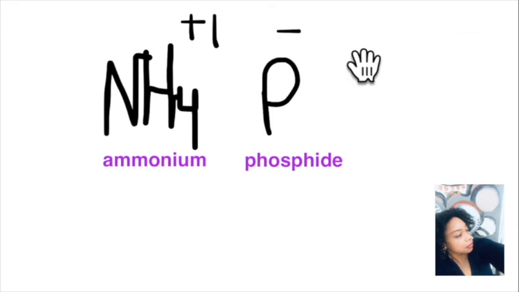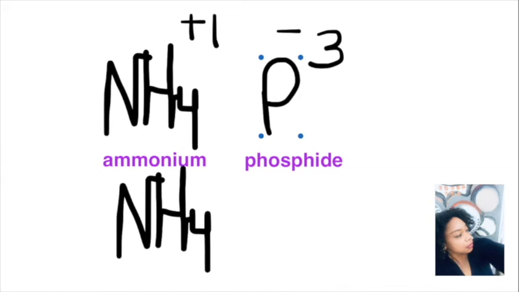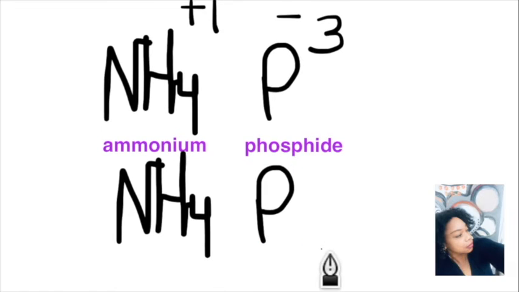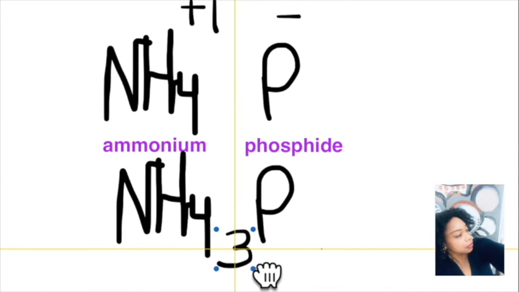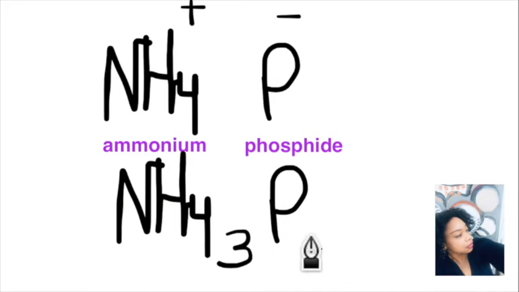That's phosphide. It's a minus 3 charge. It's in group 15. So we bring the NH4 down and we bring the P down, which is the phosphide. Okay, but what do we do with those numbers on top? The 3 and the 1, we just switch them. 3 goes there, and the 1 goes there. And so that's your answer, except you do want to delete that 1 because 1 is understood.